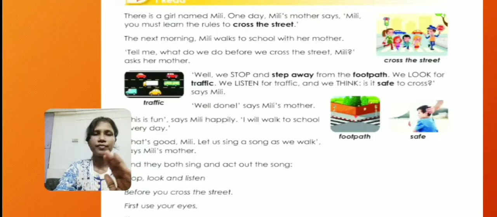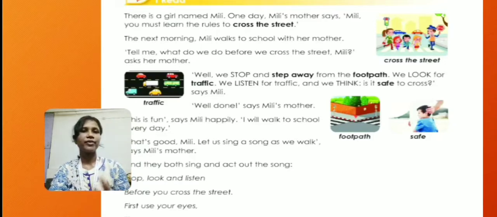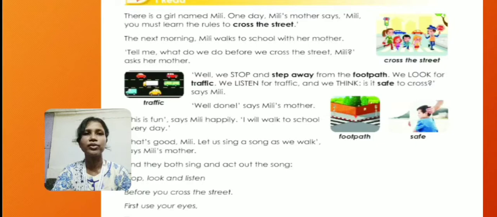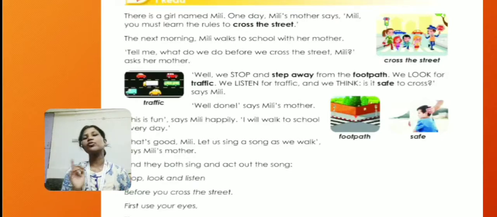So what happened? Then she said that we stop and step away from the footpath. So we should move towards the footpath and stop there and slowly step away. We look for traffic. After that, we should look here and there, whether traffic is there on the road or not. We should listen for traffic also, whether traffic is coming or not. And then we should think whether it is safe to cross the road or not.